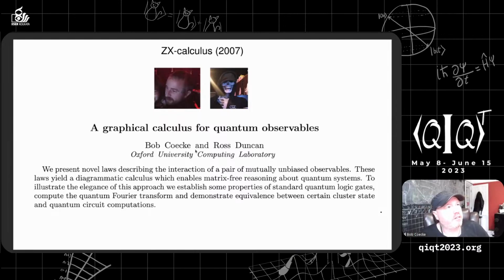Now, what's the origin of all that stuff I've been talking about? The origin is something called ZX calculus. The name came because it was sort of an axiomatization of Z and X observables, or Z or X basis, but it's actually much more general than that. But the name ZX calculus has stuck. It was Ross Duncan, who's now the head of software at Quantinuum, and myself who came up with that in 2007, so quite a while back.